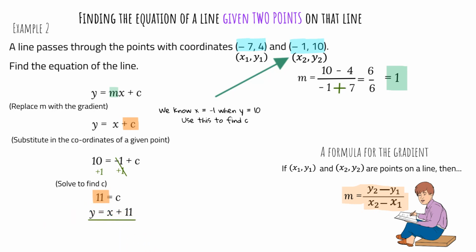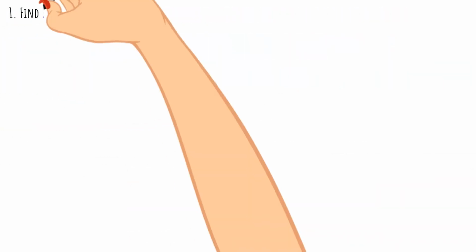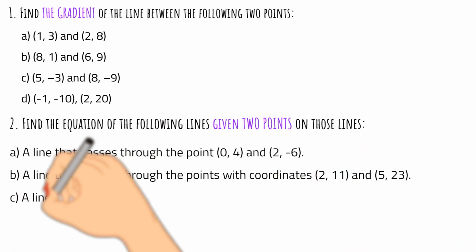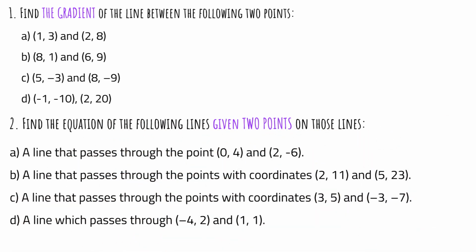And we are almost done, guys. One final activity. Find the gradient of the lines between the following points for question 1. And for question 2, find the equation of the following lines given 2 points on those lines. Pause the video now.